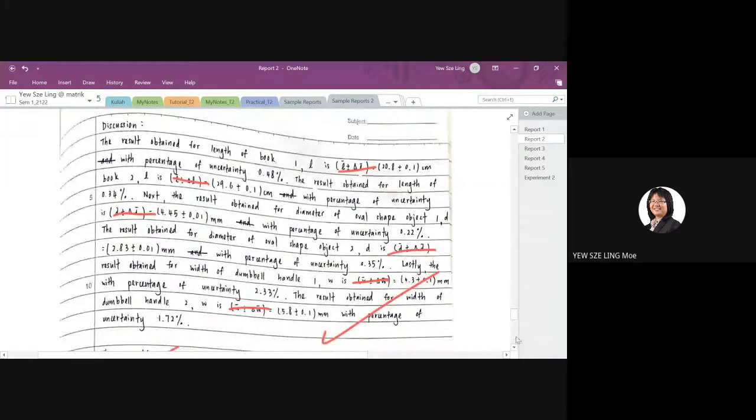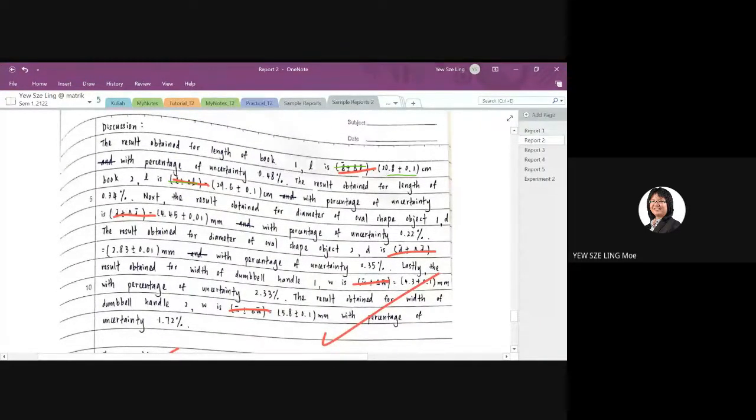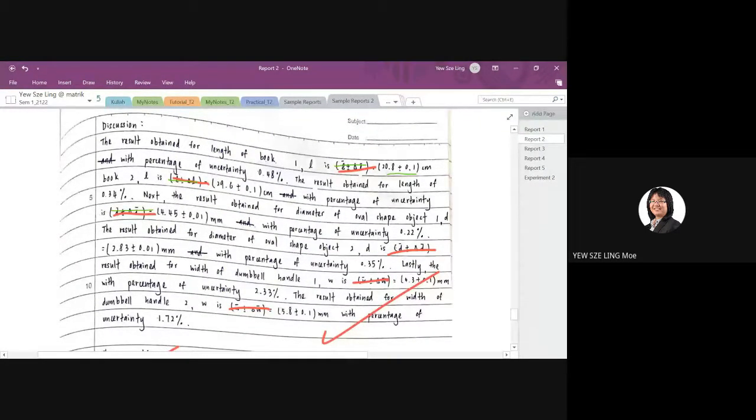Now, when it comes to discussions, you don't have to write your answer in this form anymore. The result obtained for the length of the book is, straight away, you can write 20 plus minus 0.1 cm. Don't need to put L plus minus delta L anymore. That's why I crossed it out. But it doesn't mean that marks will be deducted. I just crossed out the things that you don't need.